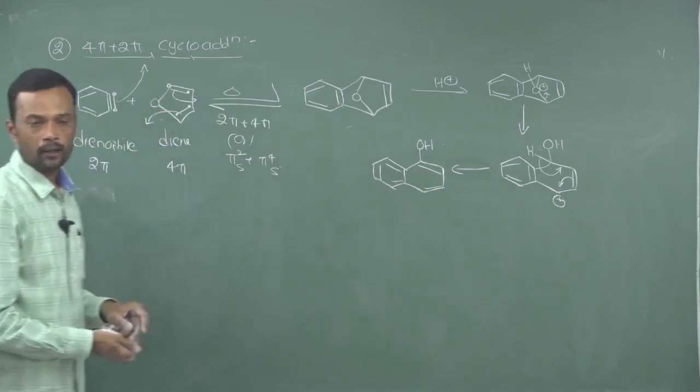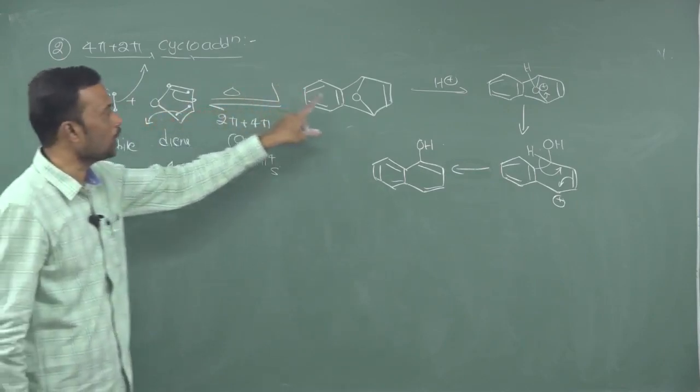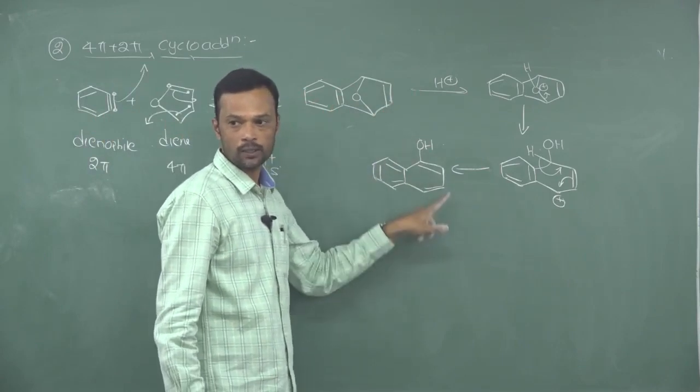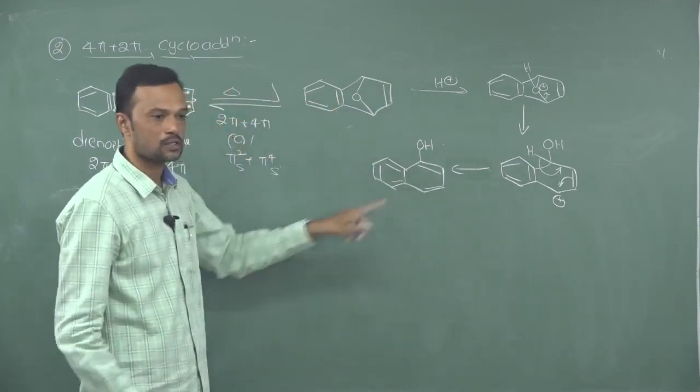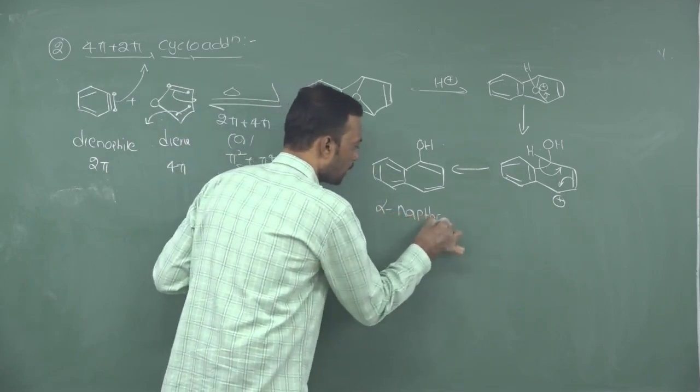Alpha naphthol. When benzene reacts with furan under thermal condition, it gives A. If that A reacts with H plus, it gives B. What is that? A is this, B is, what is this one? Alpha naphthol.